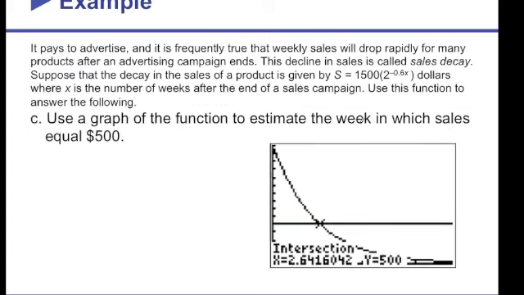Graph to estimate the week in which the sales equal 500. So I have graphed this. I used x values from 0 to 10 and y values from 0 to the 1,500 we started at. Notice where it crossed at 2.6. So in 2.6 weeks, the sales already dropped to a third of what they were at the end of the advertising. So it really does pay to advertise.